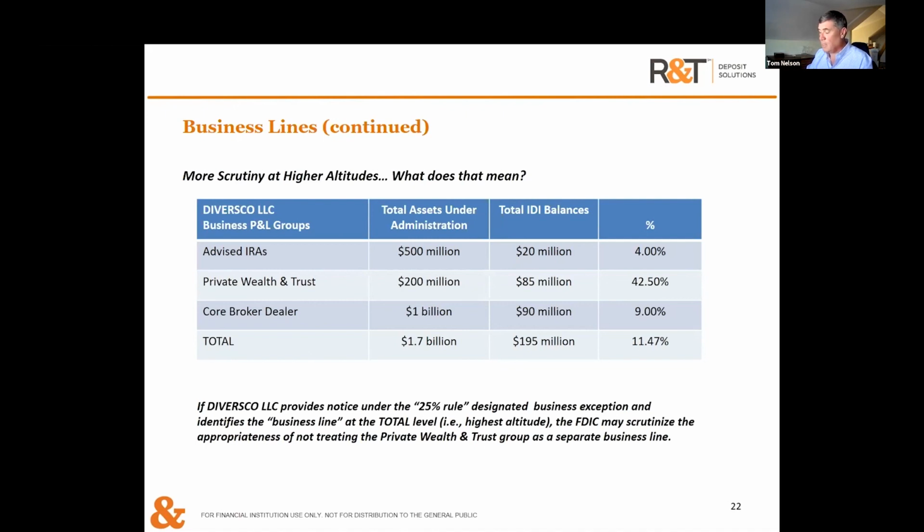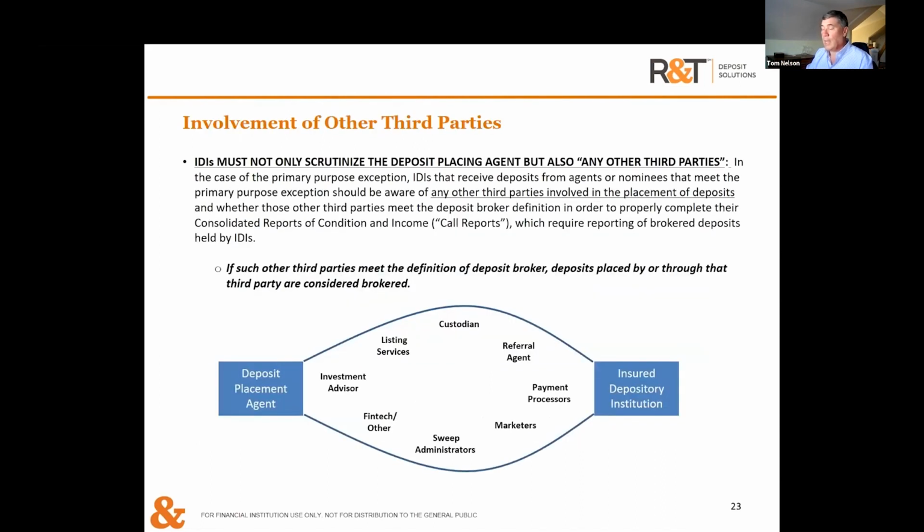This is the kind of thing that I think will be important for banks that have multiple third-party relationships, whether it's through their wealth management, custody, and other businesses. They have to be careful about how they lump those together to try to get the 25% exemption. And here's the key thing. A bank needs to scrutinize everybody that's involved in the placement of a deposit. It's not just a person; this goes back to the original issue of facilitating as well as placing deposits. They've got to look at all of these other entities that could be involved.